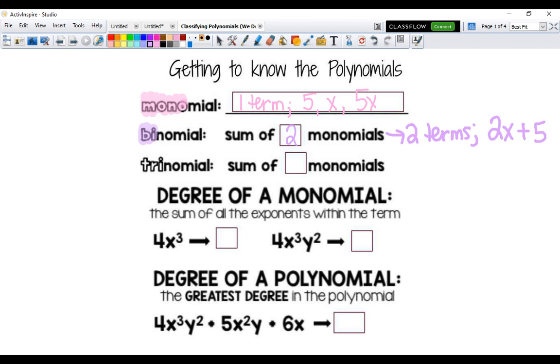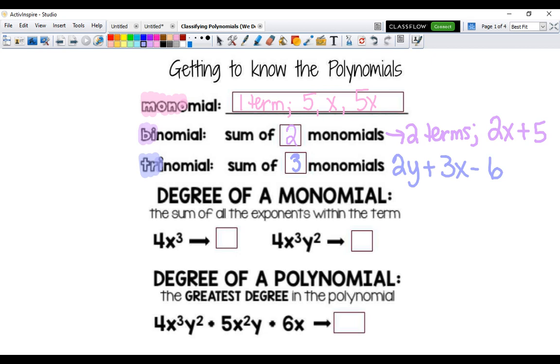Then we have a trinomial. So when you think of the word tri, hopefully you think of 3. Therefore, a trinomial is the sum of 3 monomials, meaning it's 3 terms. So an example of a trinomial could be 2y plus 3x minus 6. I have 3 different terms, all separated by a plus or minus sign. So monomial, 1 term. Binomial, 2 terms.